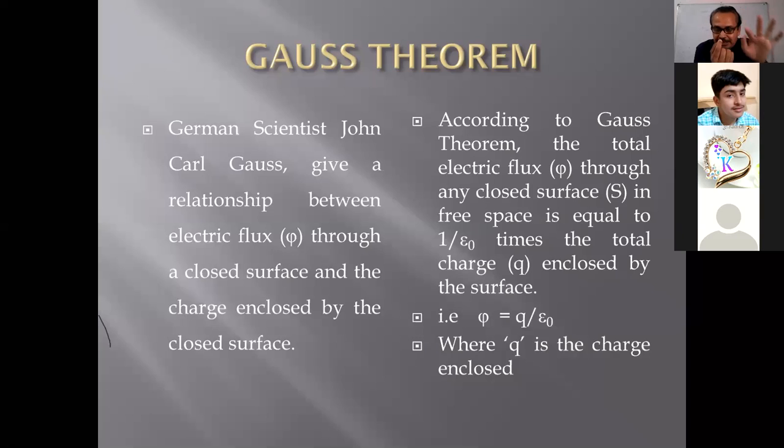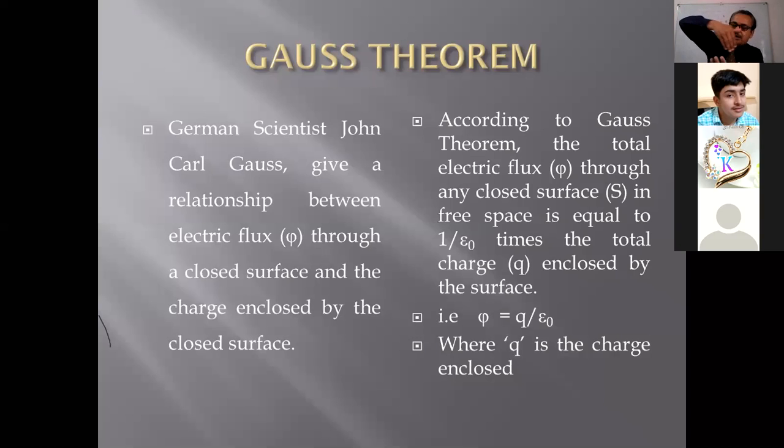And total electric flux due to this charge will be 1 over epsilon naught times that charge. That means Q. So phi will be equal to Q by epsilon naught. Now similarly, suppose you are having a line charge, then also what will be the charge on the line? Q. And the surface formed will be a cylinder.